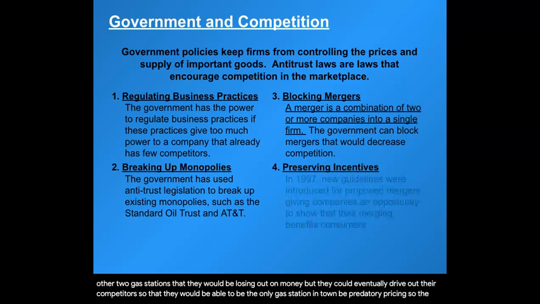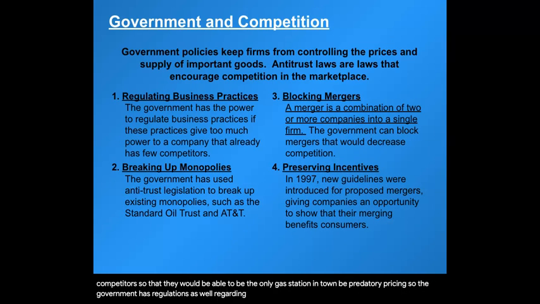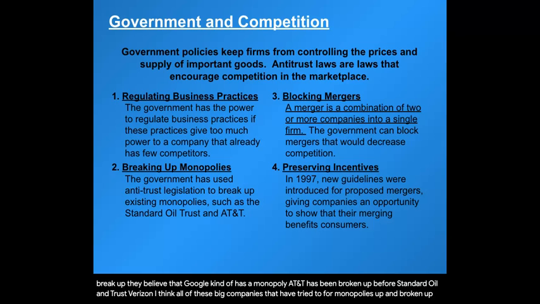The government has regulations as well regarding competition. The government can regulate business practices and they can break up monopolies. Right now, I believe it's Google that they're trying to break up. They believe that Google kind of has a monopoly. AT&T has been broken up before. Standard Oil and Trust, Verizon, I think, all of these big companies that have tried to form monopolies have been broken up by the government before.